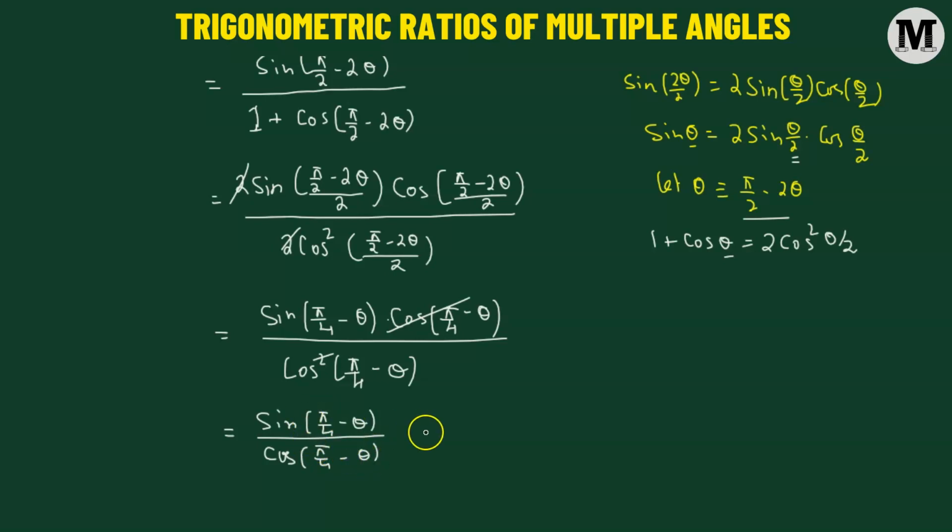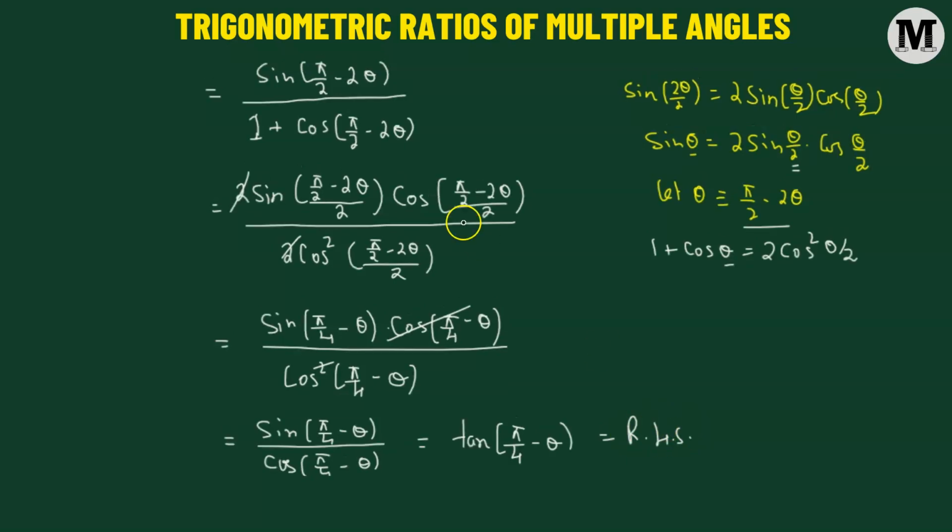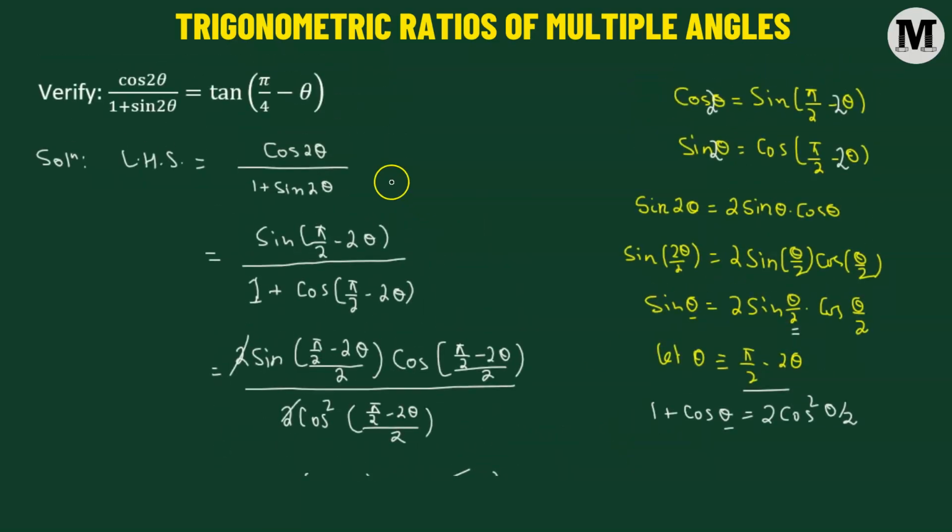And this ratio, sine over cosine, is the tangent function. So we have tangent of pi over 4 minus theta, and this is exactly the expression on the right hand side. So hence we have successfully shown that cosine of 2 theta divided by 1 plus sine 2 theta is equal to tangent of pi over 4 minus theta. Hence proved.